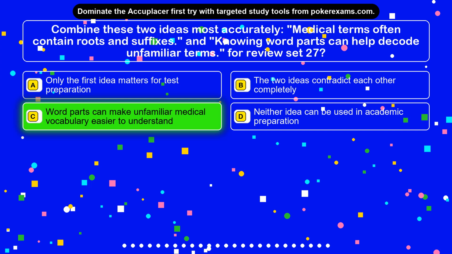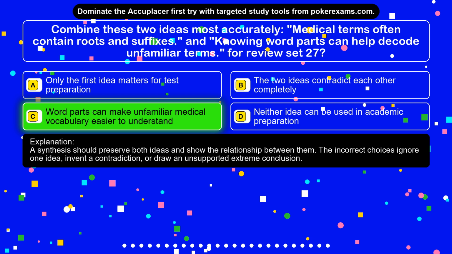The correct answer is option C. Word parts can make unfamiliar medical vocabulary easier to understand. A synthesis should preserve both ideas and show the relationship between them. The incorrect choices ignore one idea, invent a contradiction, or draw an unsupported extreme conclusion.